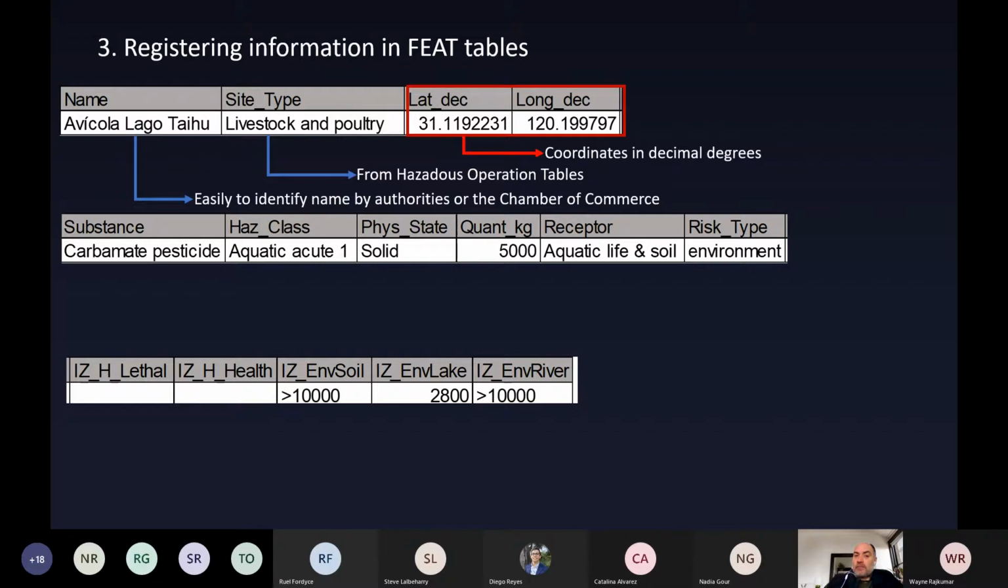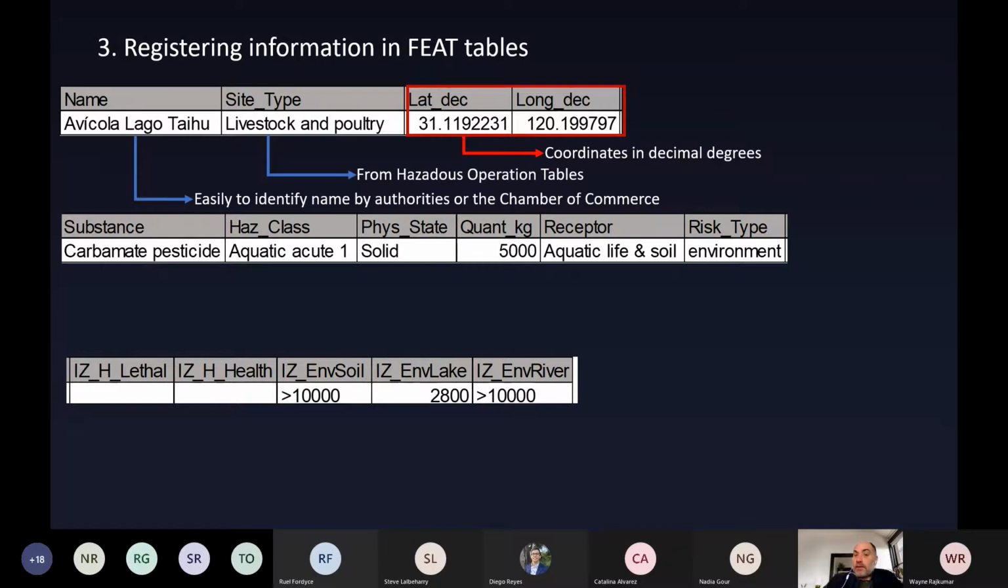And finally, in this first part, we include the coordinates of the site in decimal degrees. That's what we expect to make a better characterization of the point that we are researching in this case.